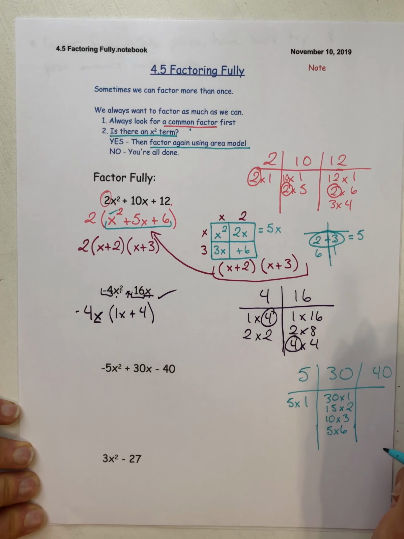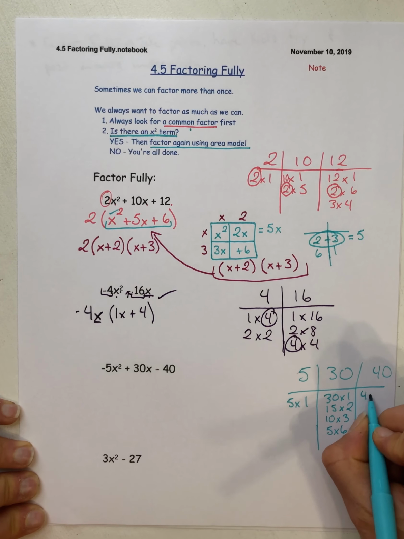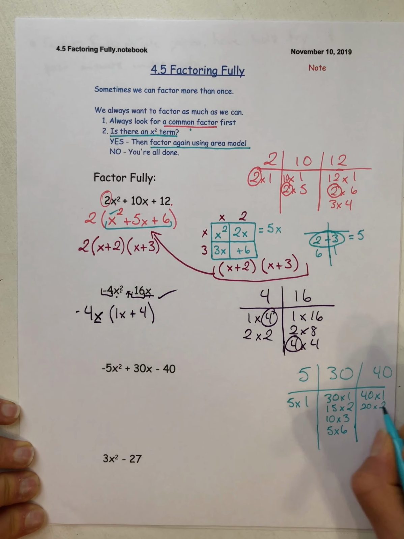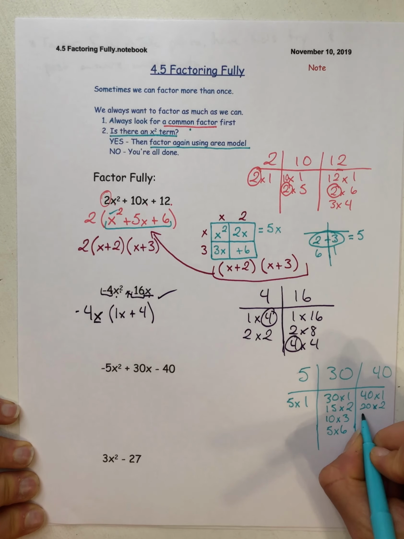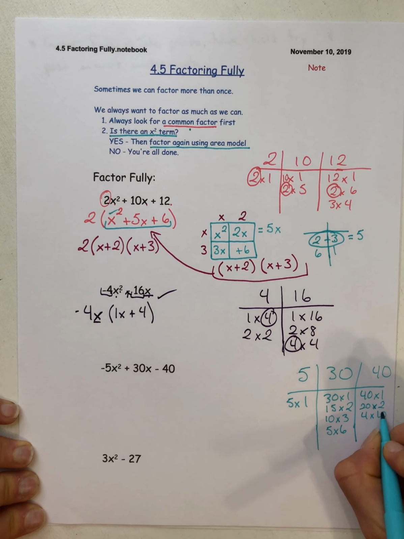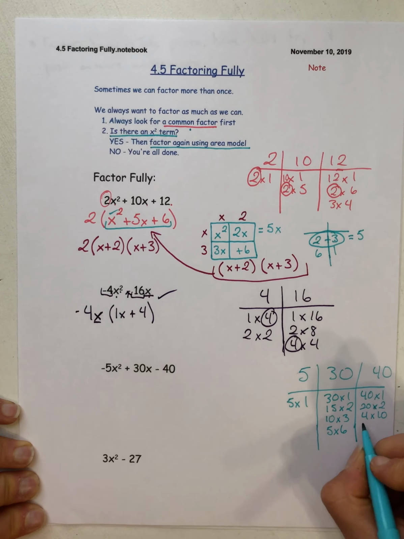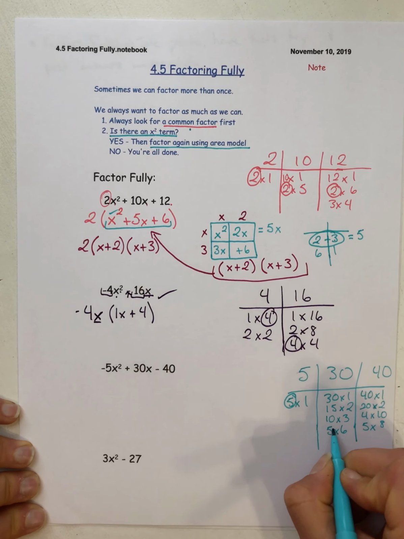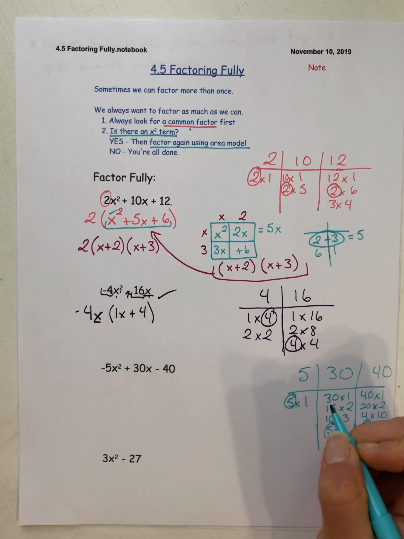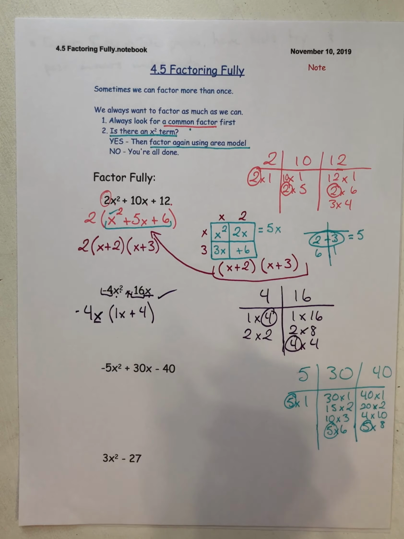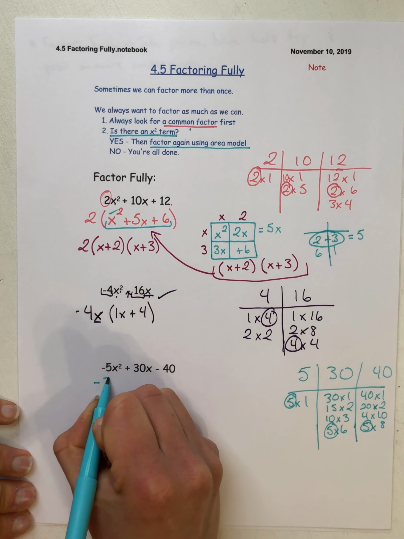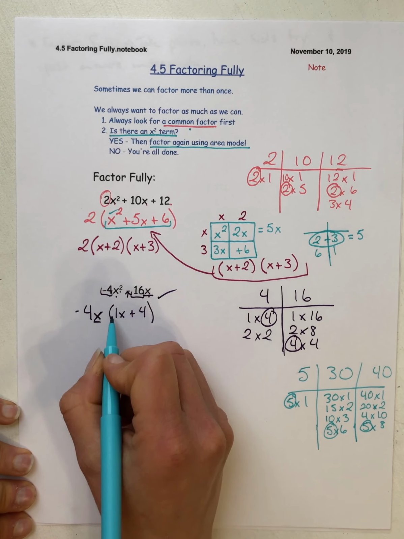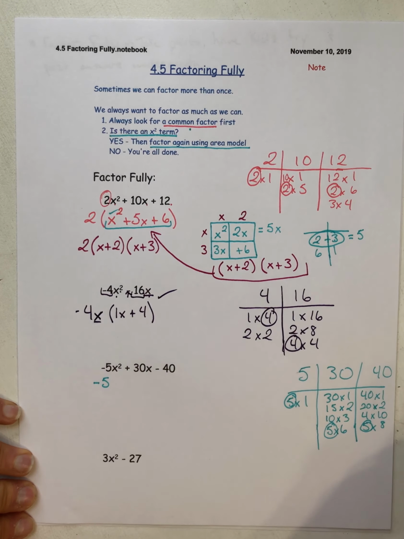What are the multiples of 40? We have 40 times 1, 20 times 2, 4 times 10, and 5 times 8. So we can see that a 5 can be pulled out. And what I would do is, because we have a negative 5, I would pull the negative 5 out front. Try and make the inside as pretty as possible.